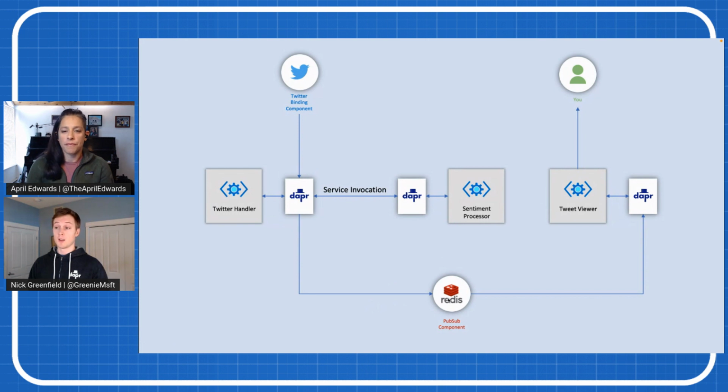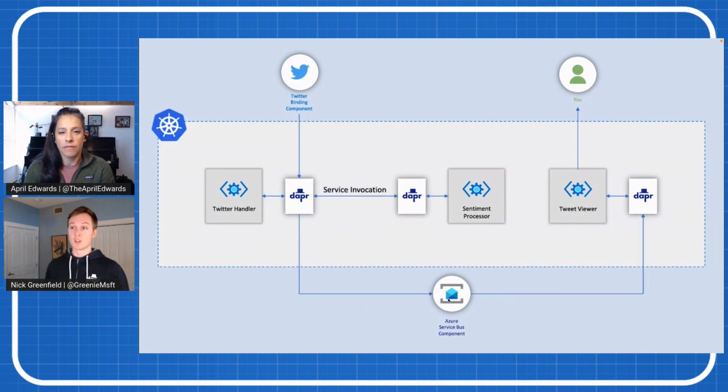Very cool. Yeah. And so what I want to do is take this and show you how simple it is to actually convert this to this. Ultimately, my application deployed running in AKS. And you'll notice here that I've swapped out the Redis component for an Azure Service Bus component. And again, I can do that without any application code changes itself.